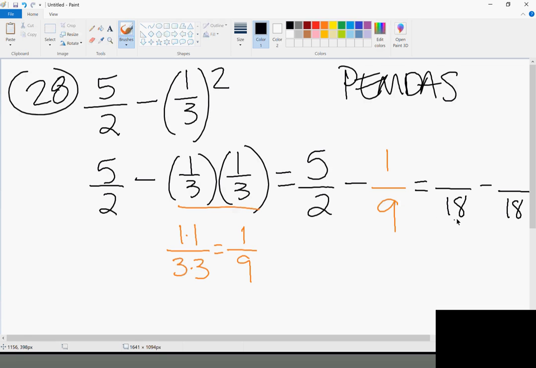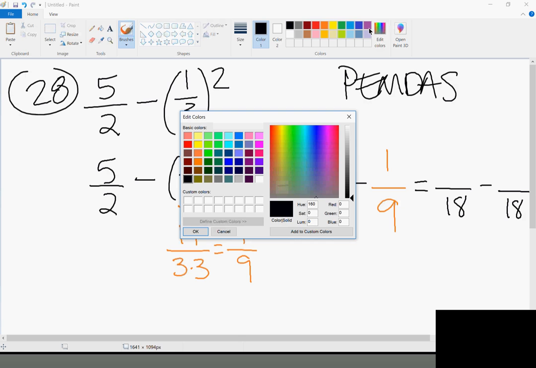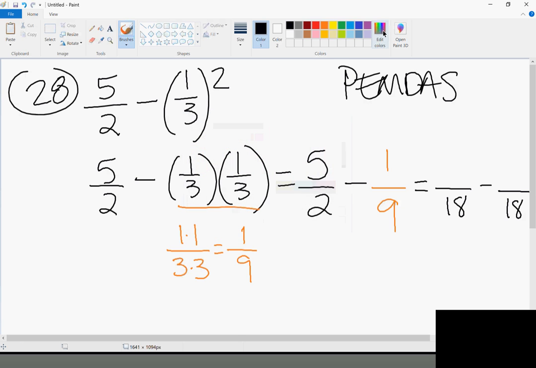Because 2 times 9 is 18, 18 is a common multiple between 2 and 9. So, okay, what is that? All right, 2 times 9 equals 18, so I have to multiply the top by 9 as well. So 5 times 9 is 45.